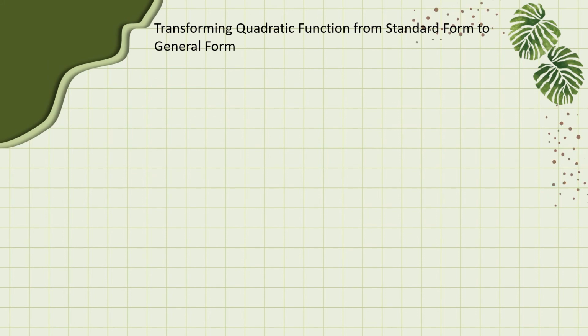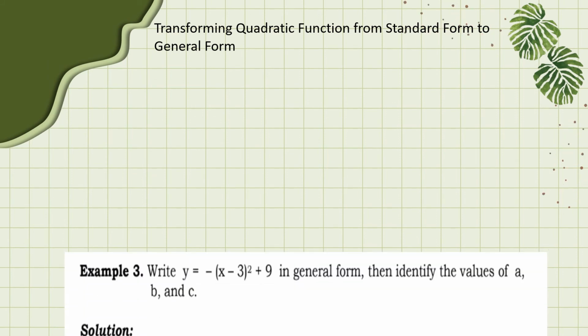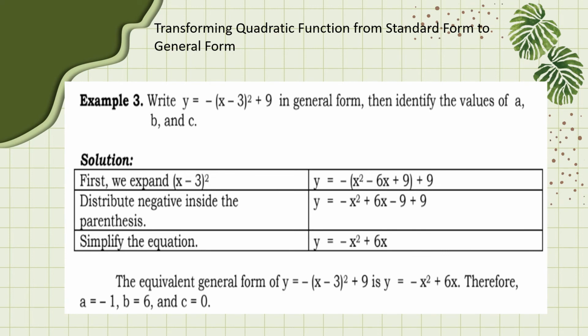So, transform quadratic function from standard form to general form. Paano naman? Kabaliktaran naman yan. So, kanina, kinukuha natin yung, ito ang hinahanap natin kanina. Ngayon naman, ito naman ang given. Tapos, gagawin naman natin siyang quadratic function. Madali lang to. Alam nyo na to kung paano gawin. Simplify nyo lang. Foil method ang pwede pong gawin dito.